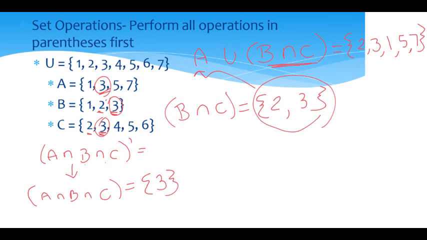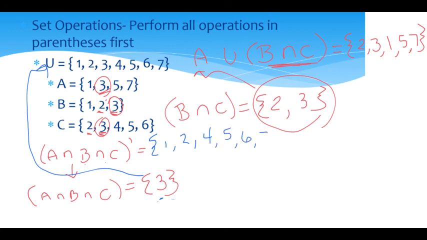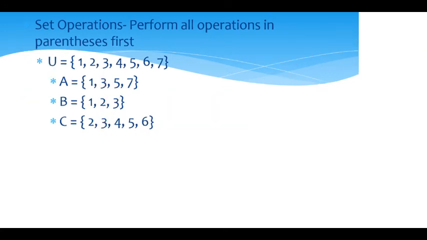So we have to go back, remember, to your universal set. And they want the complement to this set. So 3 is here. So my complement would be 1, 2, 4, 5, 6, and 7. So it's everything but the 3. Okay, let's try one more.